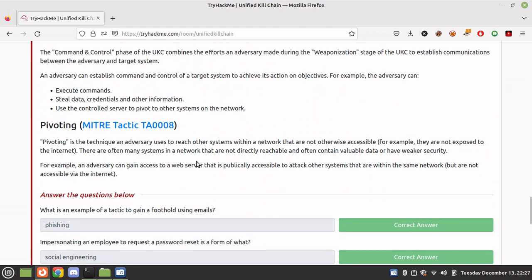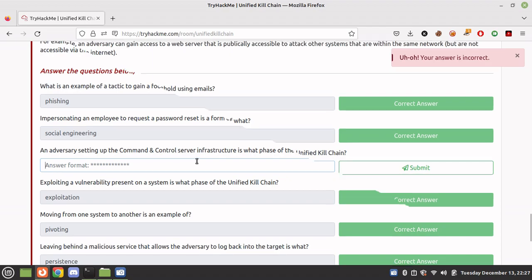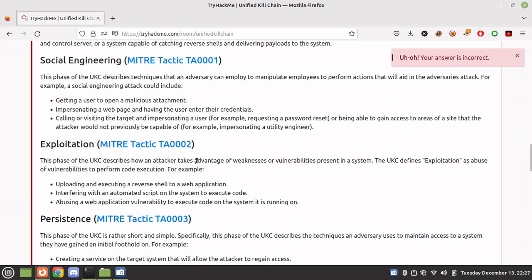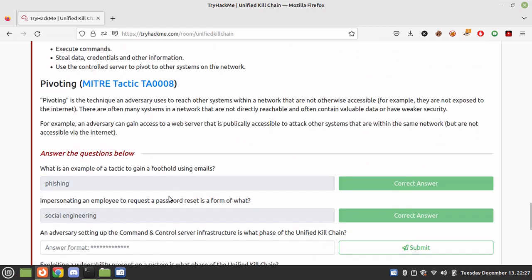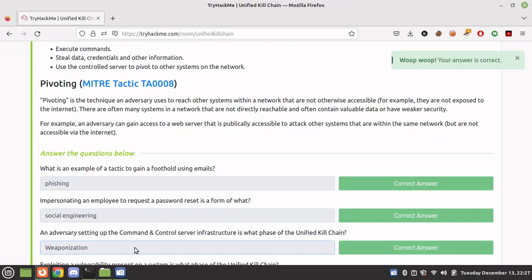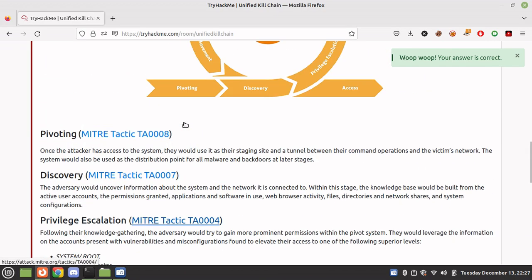Persistence, maybe persistence and exploitation, I think. No, let's just type that and see where this goes. Okay, and we're just setting up the command and control server infrastructure. It will be weaponization. Wait, describing what services are running on targets in weaponization and exploitation phases. Okay, this was weaponization. I just really lost it.